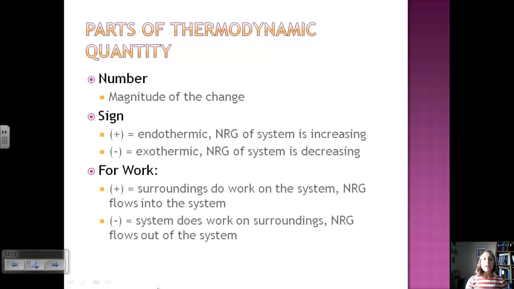Okay, so for work, it's positive if the surroundings do work on the system. If the system doesn't really have to do anything, if energy flows into the system, that's positive. The opposite would be negative, if the system has to do work, or if energy flows out of the system. So anytime things are going out of the system, it's negative. Anytime things are going into the system, that's positive.